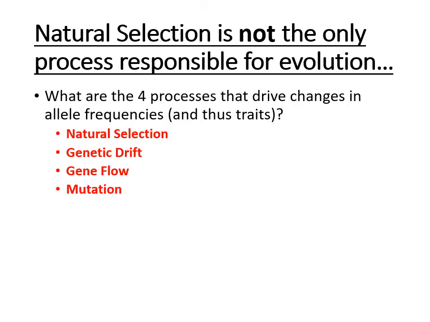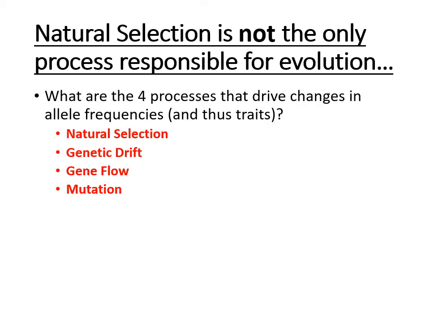Now, we keep mentioning natural selection as the main thing about evolution, but natural selection is not the only process responsible for evolution. And I want to point out that earlier I said there's variation in all of these organisms, and I'll explain later why that variation exists. So this is me explaining later why that variation in organisms exists. Like we said, it's differences in alleles, okay?